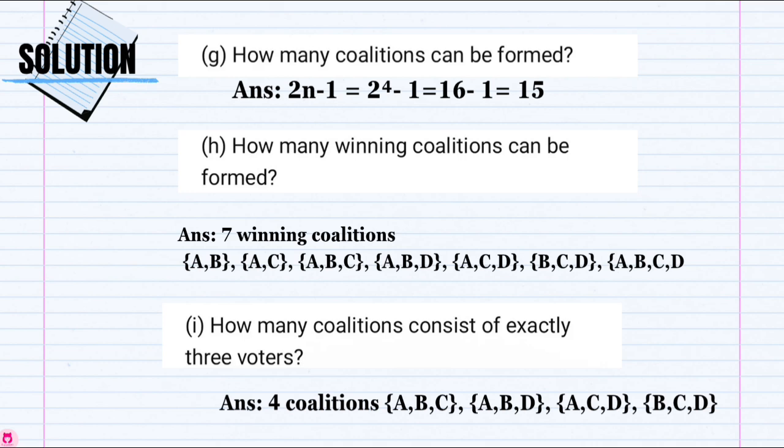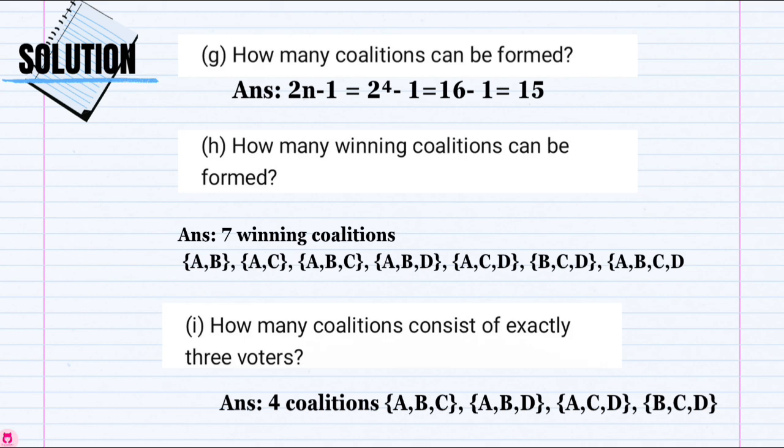In three-voter collations, I find 4 that are greater than or equal to 6. So ABC, 4 plus 3 plus 2, that is 9. ABD, 4 plus 3 plus 1, 8. ACD, that is 4 plus 2 plus 1, that is 7. BCD, 3 plus 2 plus 1, that is 6. The four-voter collation is 4 plus 3 plus 2 plus 1, that is 10. So the total winning collations, we have 7.